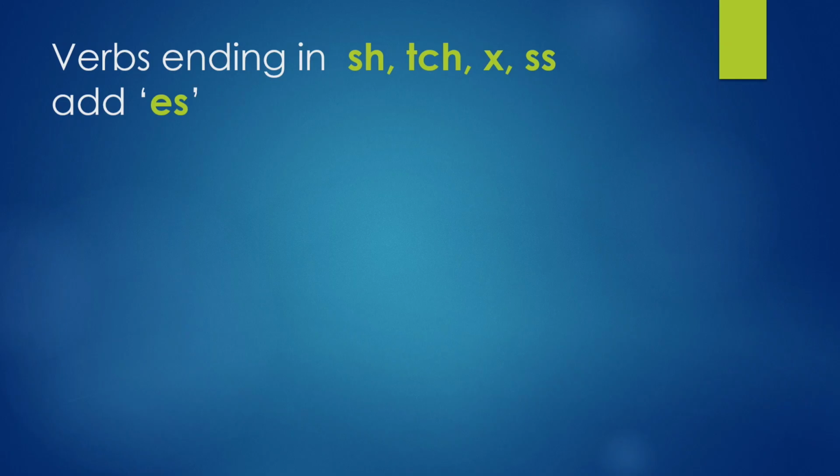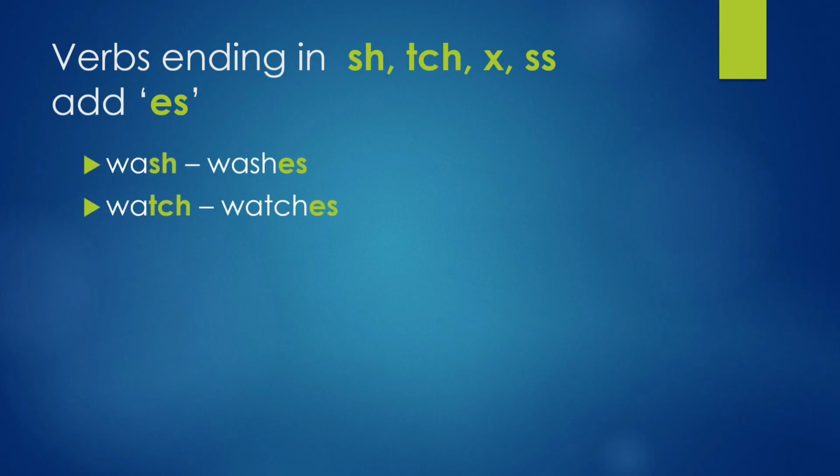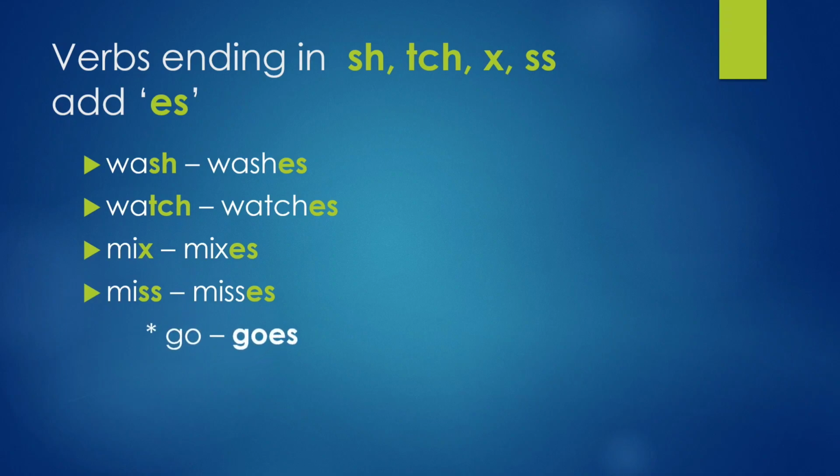For the verbs ending in sh, tch, x, ss, we need to add es. Wash, washes. Watch, watches. Mix, mixes. Miss, misses. However, go becomes goes and do becomes does.